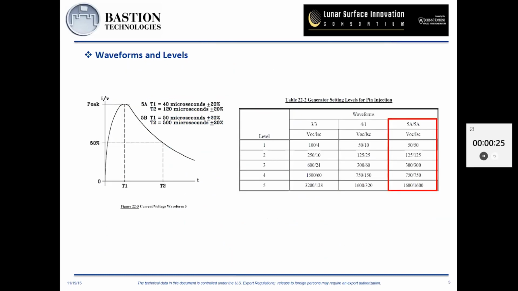Okay, this is the waveform and level. You can see that the waveform is a double exponential waveform, around 10 kilohertz, and this can go up to 1600 volts, 1600 amps, which is a 1 ohm impedance, which is very stringent.